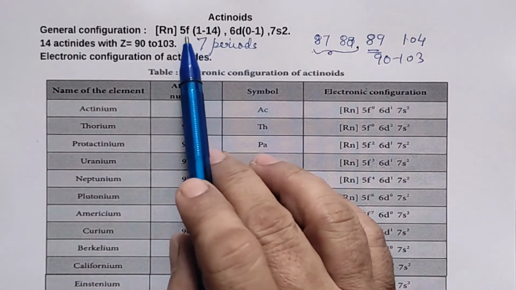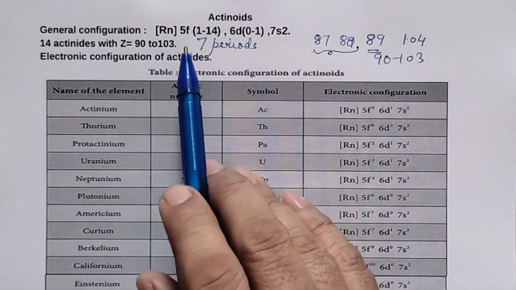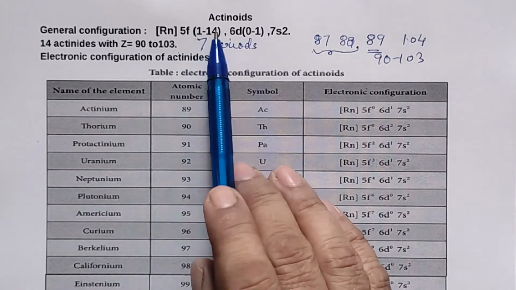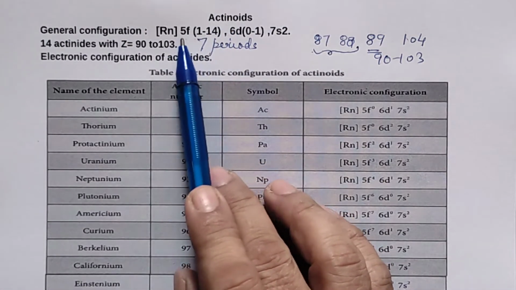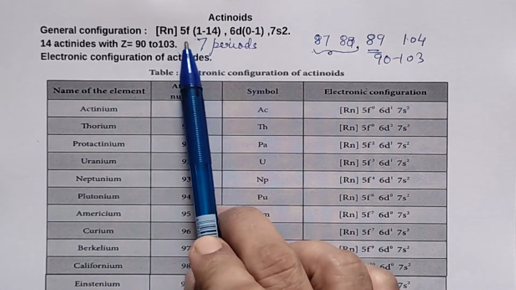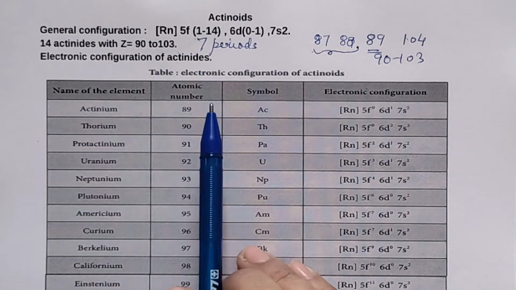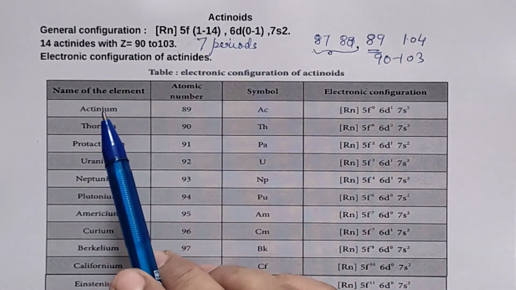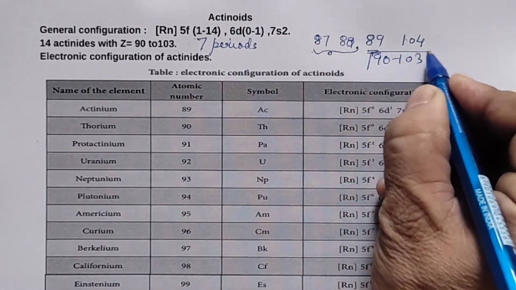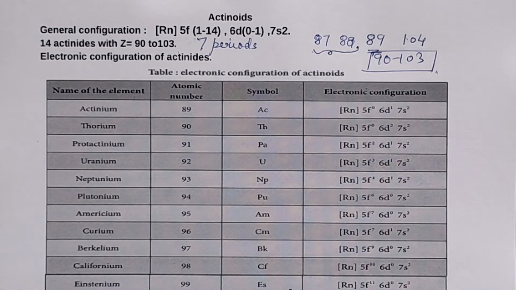Since the F orbital can accommodate 14 electrons, there are 14 actinides present. And in actinides, the 5f orbital is being filled. In lanthanides, as we said, the 4f orbital is being filled. In actinides, the 5f orbital is being filled. So 90 to 103, these are actinides present at the bottom of the periodic table.